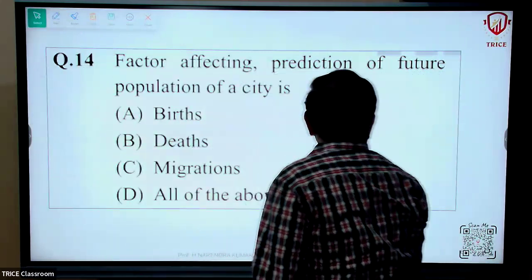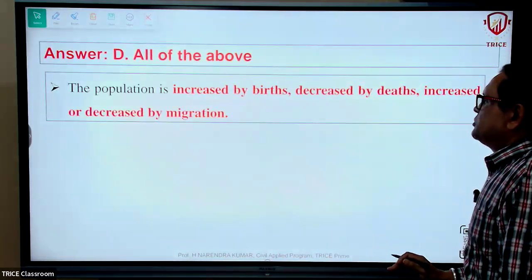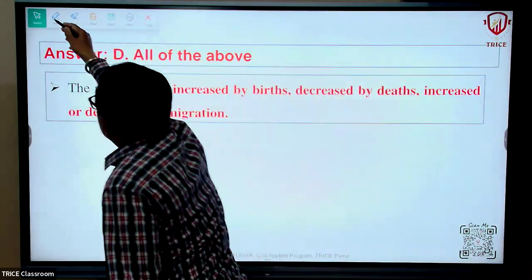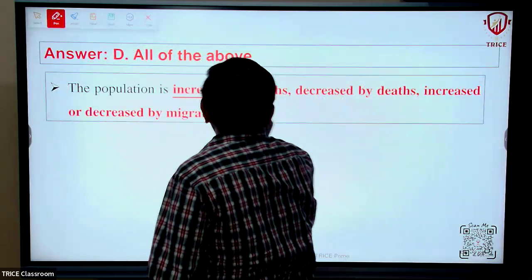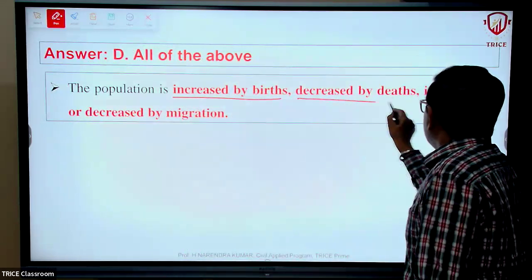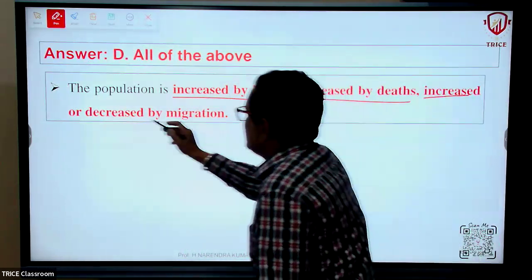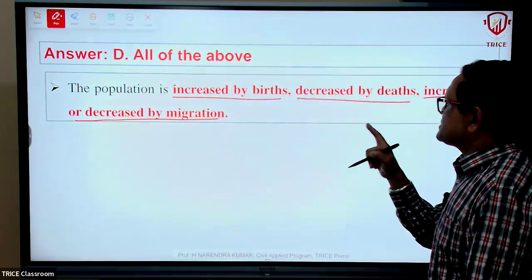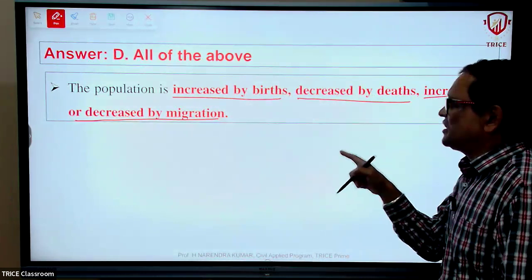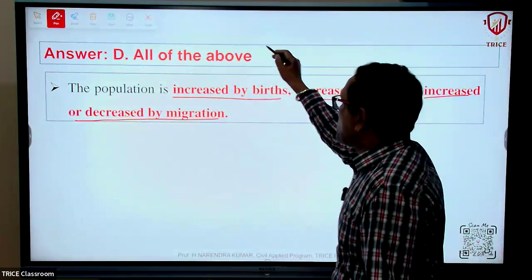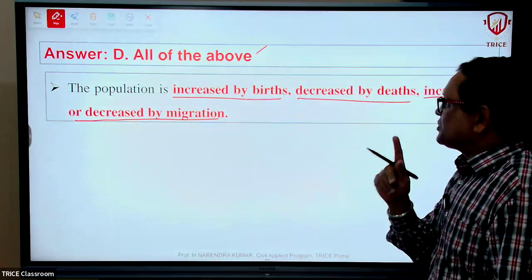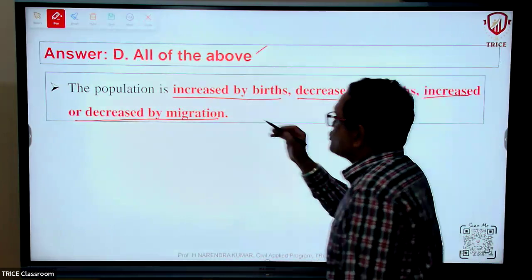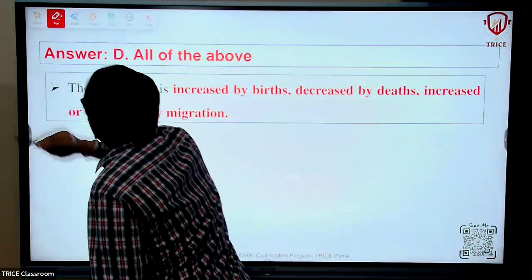See, sometimes the answers are very simple. Population is increased by birth, decreased by death, increased or decreased by migration. But in the options, they are giving us only birth, death, and migration. That is why we are choosing all the above. That is why I said in the beginning, in the first question, read the options at least twice before choosing.